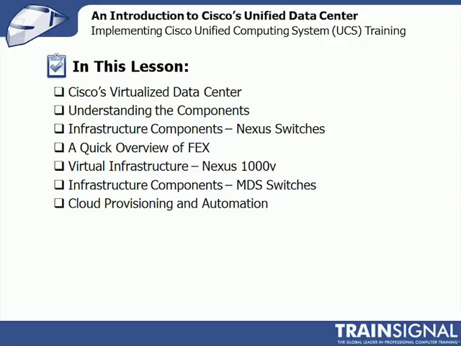So we'll start with an overview of the Cisco's virtualized data center. Go through some of the components, understanding the components and the pieces and parts. And then a little more detail. Infrastructure components on the Nexus switches, a quick overview of FEX, which is your fabric extender technology, virtual infrastructure with the Nexus 1000V, and another infrastructure component, which is the MDS fiber channel switches. And then finally, just a quick hit on cloud provisioning and automation.